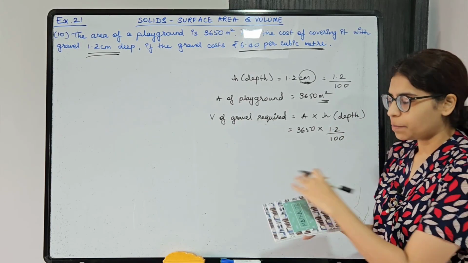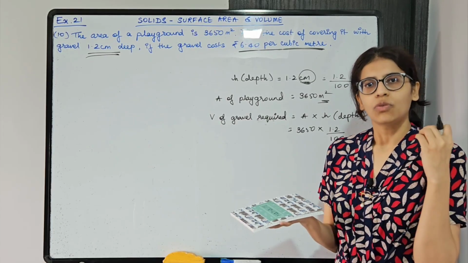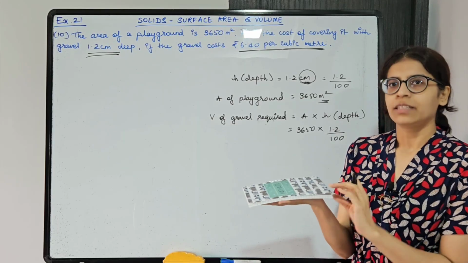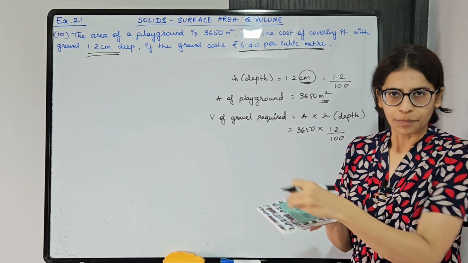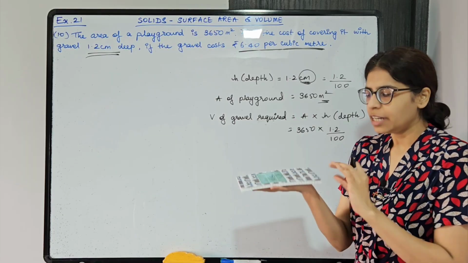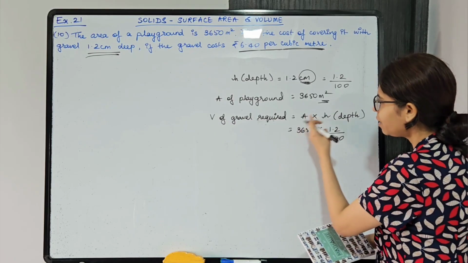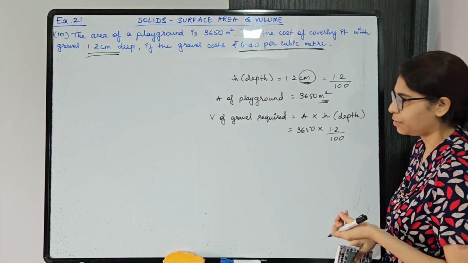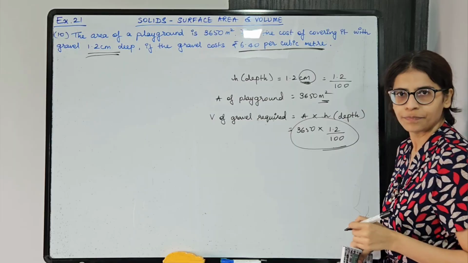I repeat, there is a playground which is to be gravelled. It has to be covered with gravel. The gravel has some height, some depth, and the depth is given to us. Basically it is covering some volume. That volume is nothing but the area of the playground into the height up to which it has to be covered. So that will be 3650 into 1.2 upon 100. Area is given, height is given, so we know the volume of the gravel.